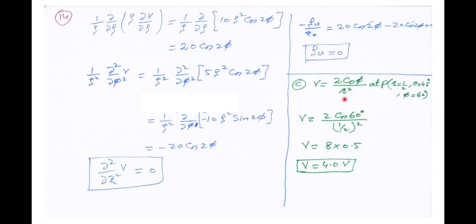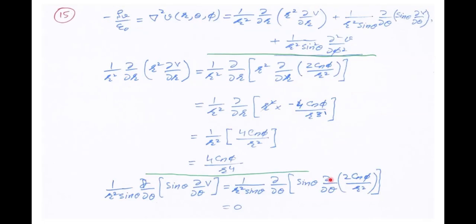Then in part C we have a given potential function in the spherical coordinate system. The coordinates of point P in the spherical coordinate system are r equal to 1 upon 2, theta equal to 45 degrees, phi equal to 60 degrees. We have to calculate the potential at this point, and also the volume charge density at the given point. Plugging in the values of r, theta, phi in this function, we obtain the potential at the given point equal to 4.0 volt.